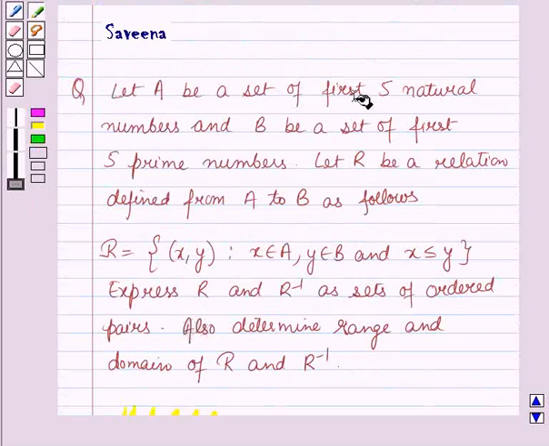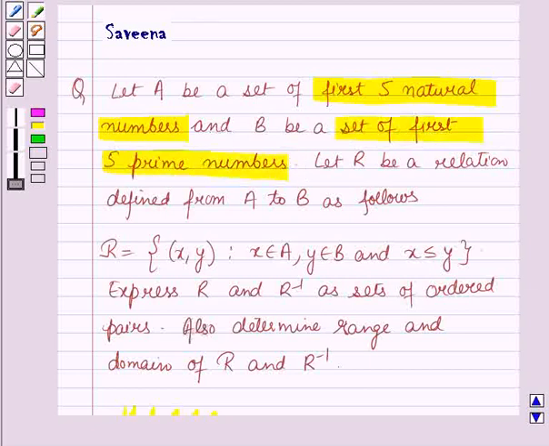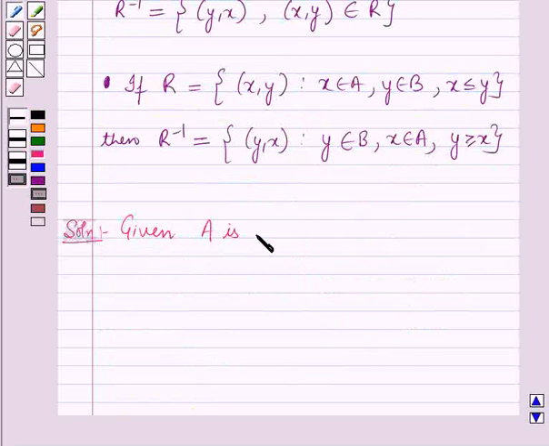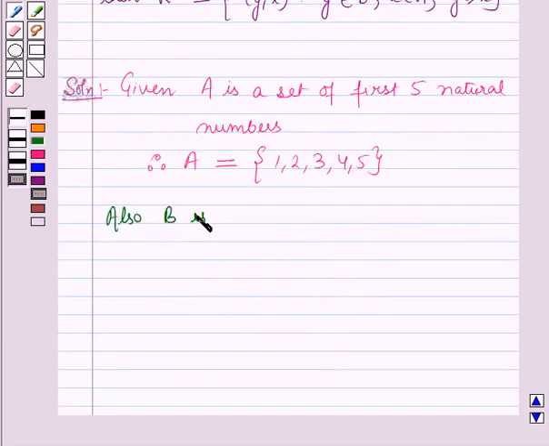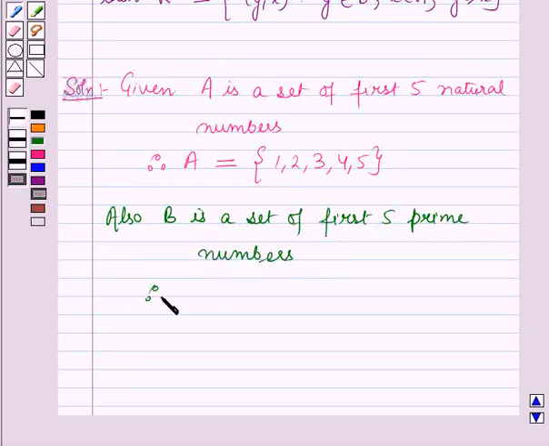In the question, the set A is given as the set of first five natural numbers and B is given as the set of first five prime numbers. So given, A is a set of first five natural numbers. Therefore, in roster form, A is a set containing the elements 1, 2, 3, 4 and 5. Also, it is given that B is a set of first 5 prime numbers. Therefore, in roster form, B is a set containing the elements 2, 3, 5, 7 and 11.